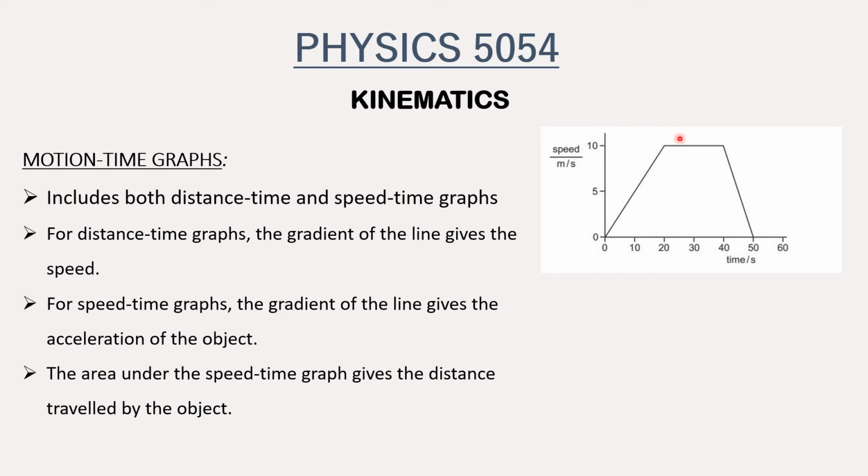Lastly, we can also find out how much this object traveled in this entire journey. And to do so, there are a number of ways, but let's start off small. What I'm going to do now is divide this entire journey into different sections. Let's first bisect this into a small triangle. Now, if I ask you, can you calculate the area of this triangle?